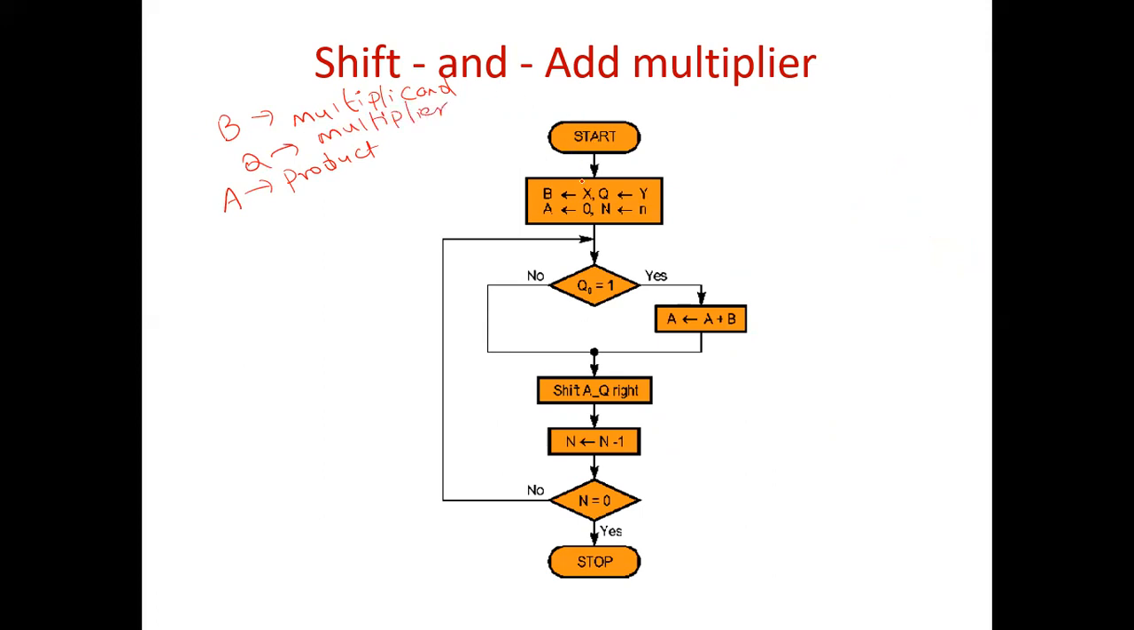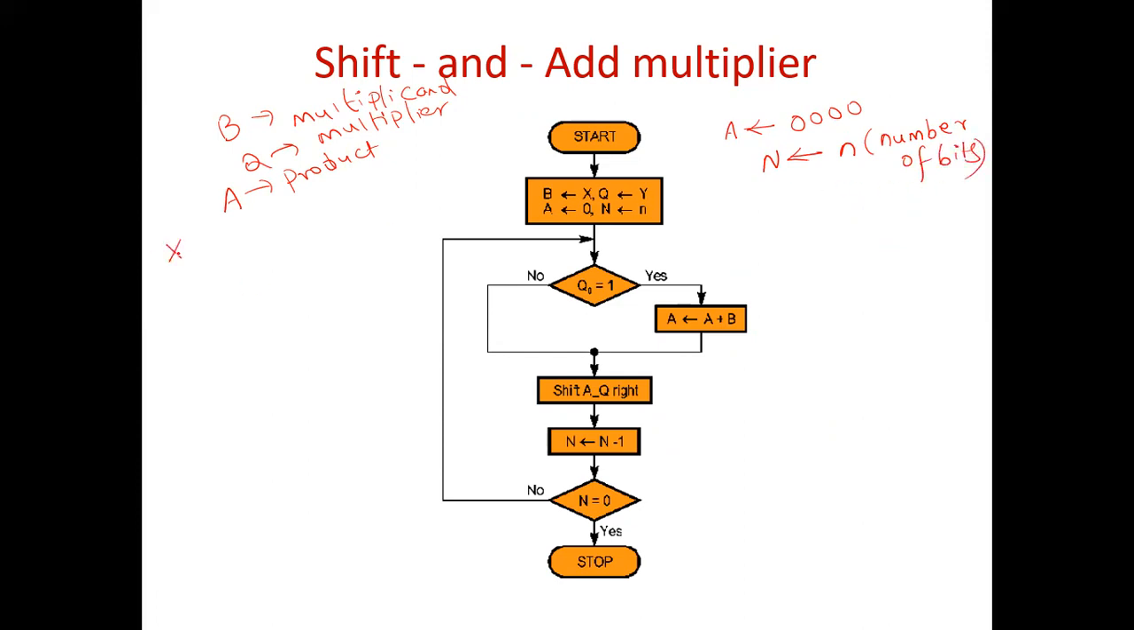Fine. Start. My multiplicand will be stored in B. My multiplier will be stored in Q. Initially, my A value will be loaded with zeros. And small n represents capital N, the number of bits.